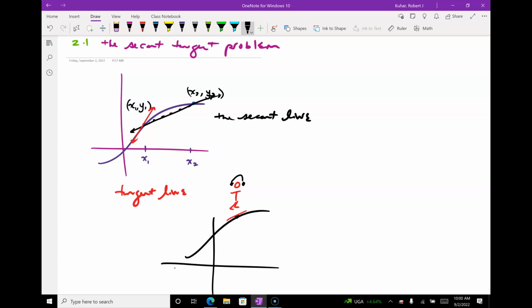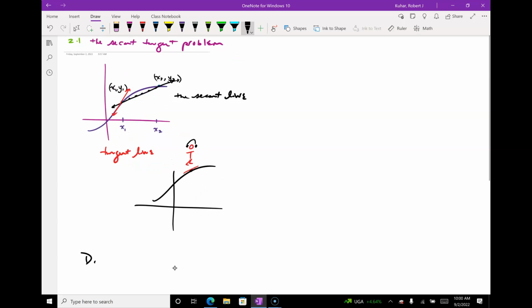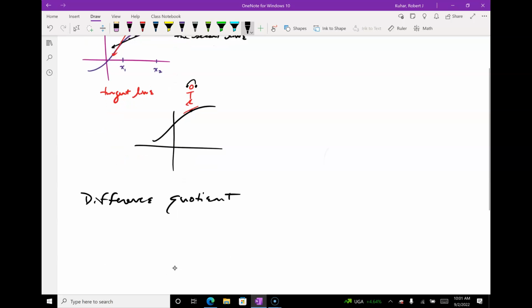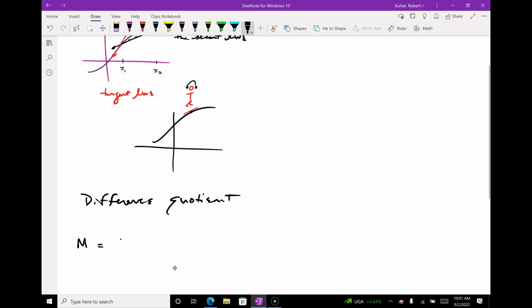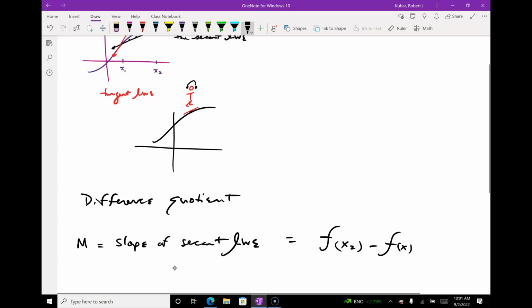So the difference quotient, I'll call it M, which is the slope of the secant line, is f of x2 minus f of x1 over x2 minus x1. Do you remember it now? Oh, this is slope, right? y2 minus y1 over x2 minus x1, right? Okay, but we're going to change it a little bit.